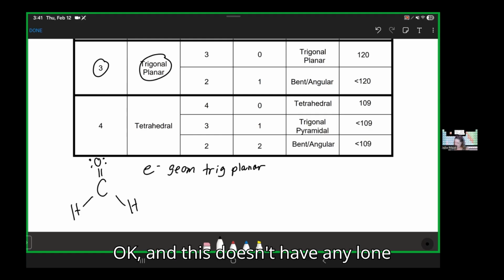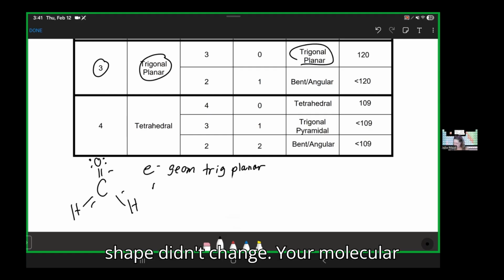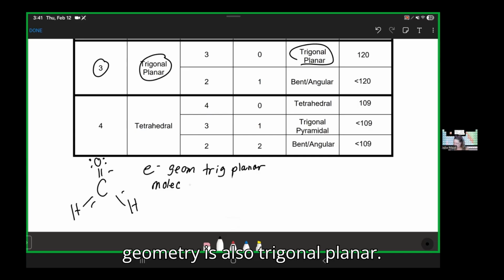And this doesn't have any lone pairs on the central atom. All 3 of those are bonded atoms. So the shape didn't change. Your molecular geometry is also trigonal planar.